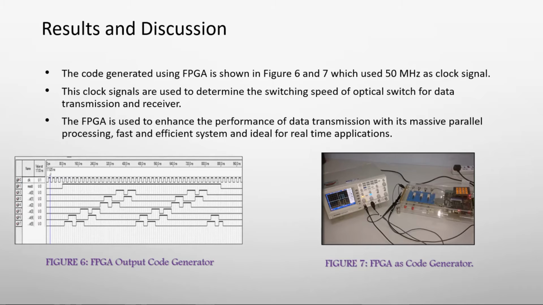The code generated using the FPGA is shown in figures 6 and 7, which use 50 MHz as a clock signal. These clock signals are used to determine the switching speed of the optical switch for data transmission. The FPGA is used to enhance the performance of data transmission with its massive parallel processing, fast and efficient system, and is ideal for real-time applications.